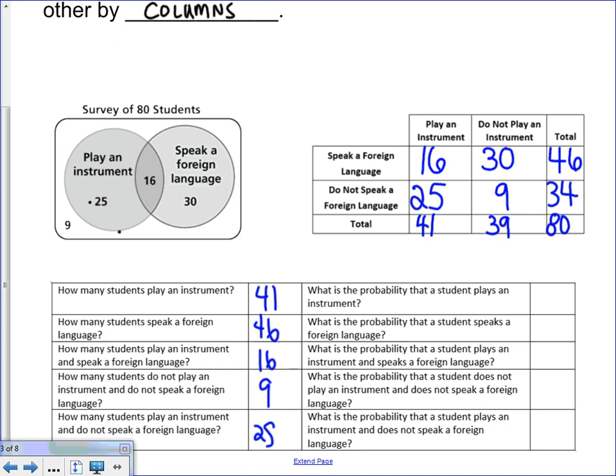Okay, Eric, can you tell me how you calculated the probabilities? I just took the number from the left side of the table and put it over. Yeah, just divide it by 80, right?